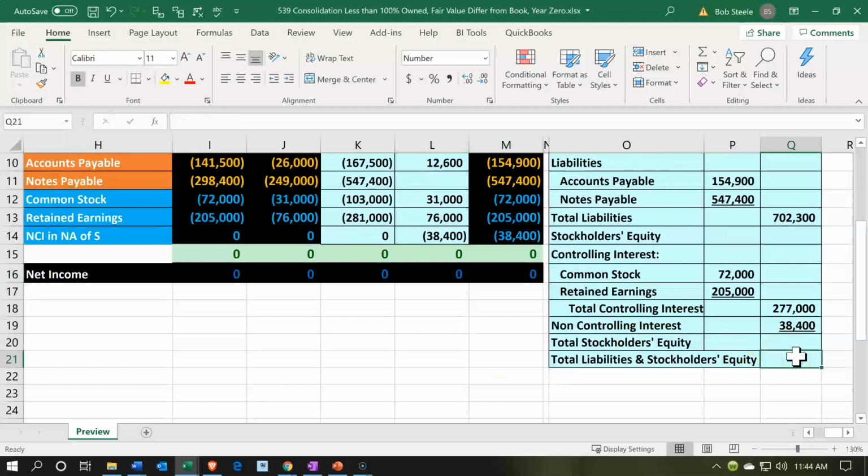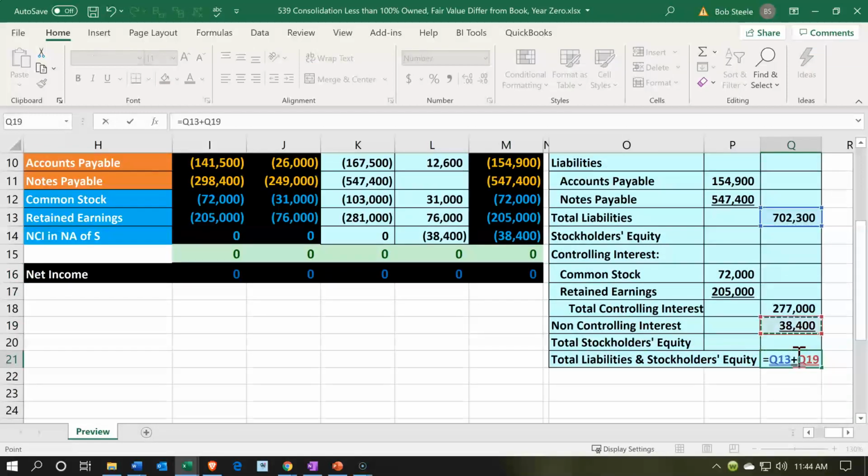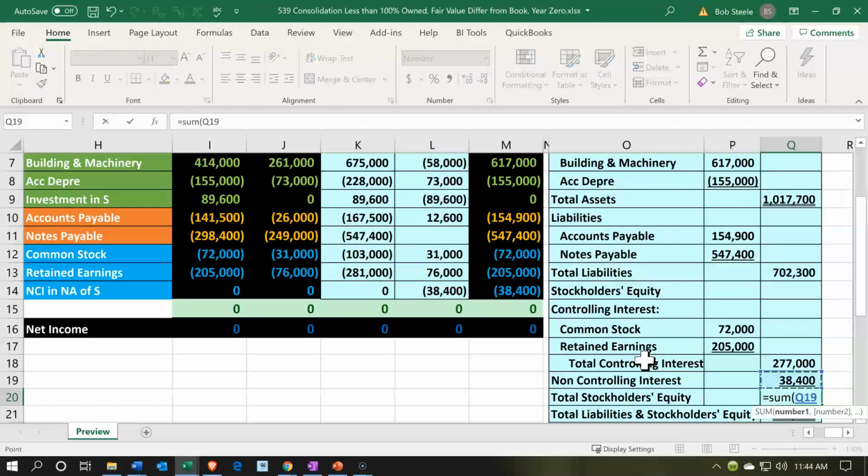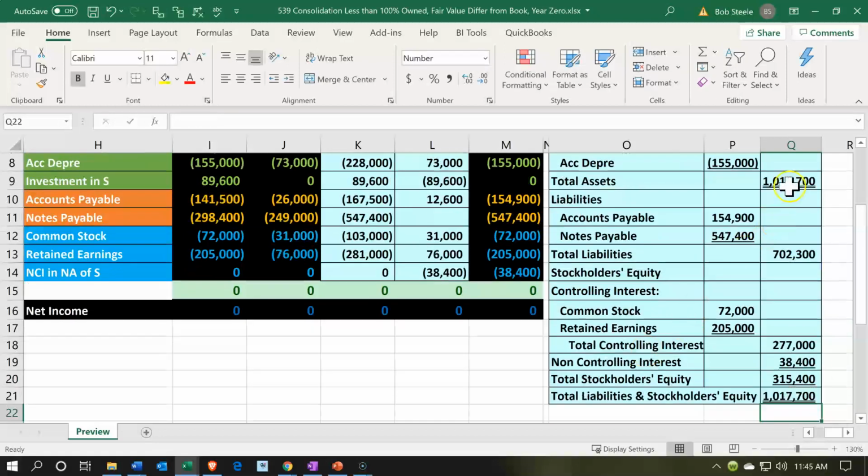If we then sum this up, or add this up, we're going to say the 7023 plus the 384, and that's going to be then something. Did that happen or something went wrong here? Hold on a sec. Sum of these two, that's going to give us the total equity. Then we're going to take the 7023 plus the 315.4. All right, so now we got the 1,017,700, the 1,017,700.